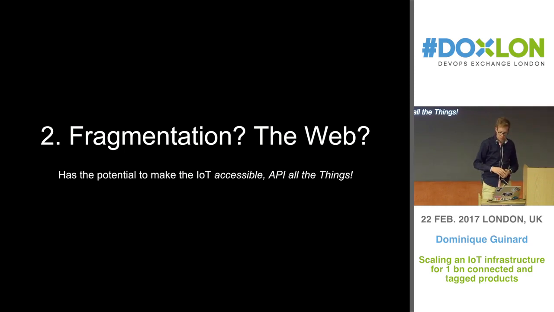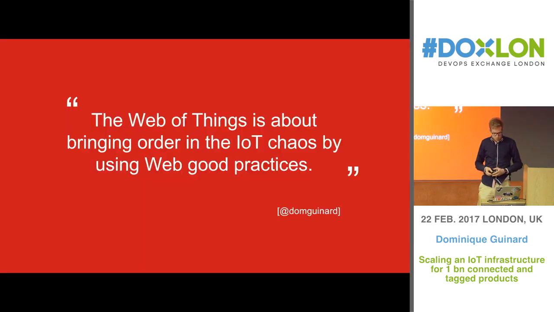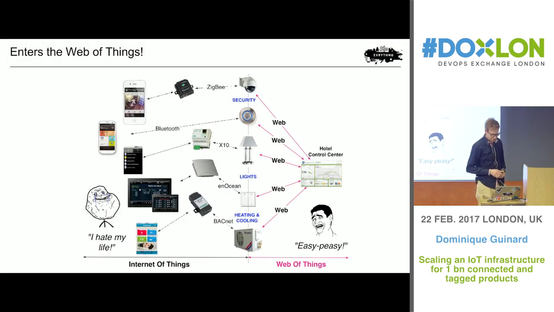We think that the web has the potential to make the IoT accessible, to give an API to every single thing on the web. So the Web of Things, I would call it, is about bringing order in the IoT chaos by using web good practices, right? Some people might say that the Web of Things is about using web protocols to find the most complicated way to turn lights on and off. But I think it's actually about simplifying that.